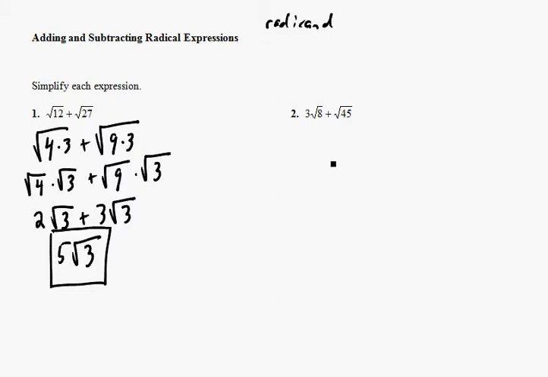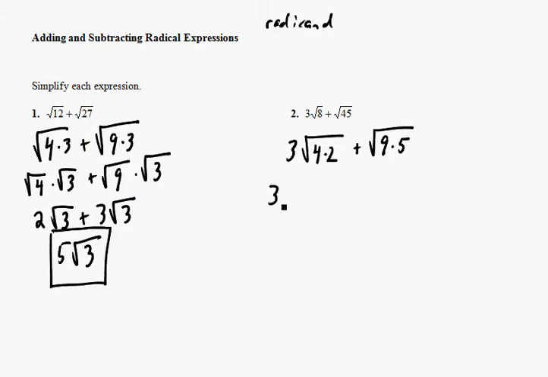Pause the video and see if you can do problem number 2. Now, the perfect square factor of 8 is 4, so I will rewrite 8 as 4 times 2. And a perfect square factor of 45 would be 9. So I can break up the square root of 45 into the square root of 9 times 5.